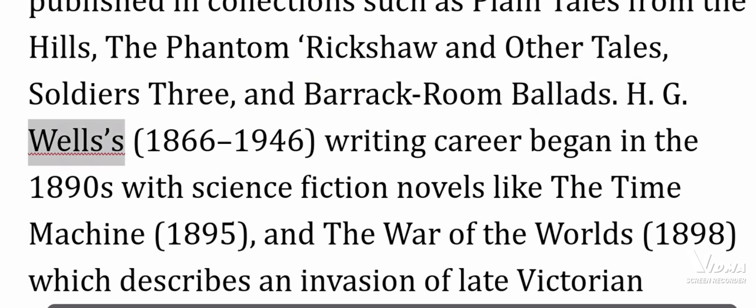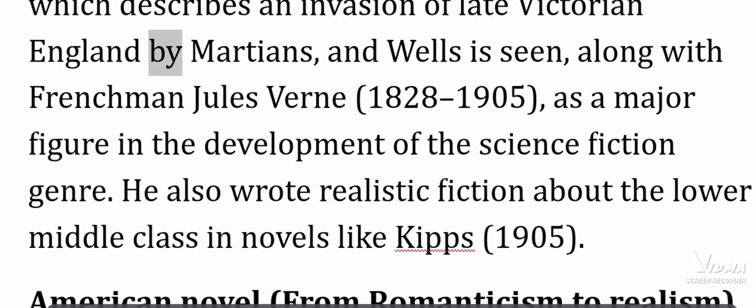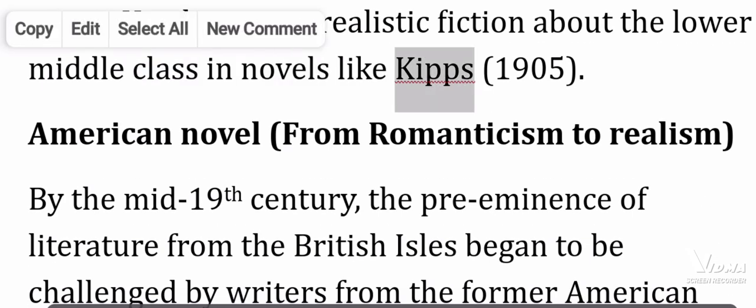H.G. Wells's, 1866 to 1946, writing career began in the 1890s with science fiction novels like The Time Machine, 1895, and The War of the Worlds, 1898, which describes an invasion of late Victorian England by Martians, and Wells is seen, along with Frenchman Jules Verne, 1828 to 1905, as a major figure in the development of the science fiction genre. He also wrote realistic fiction about the lower middle class in novels like Kipps, 1905.